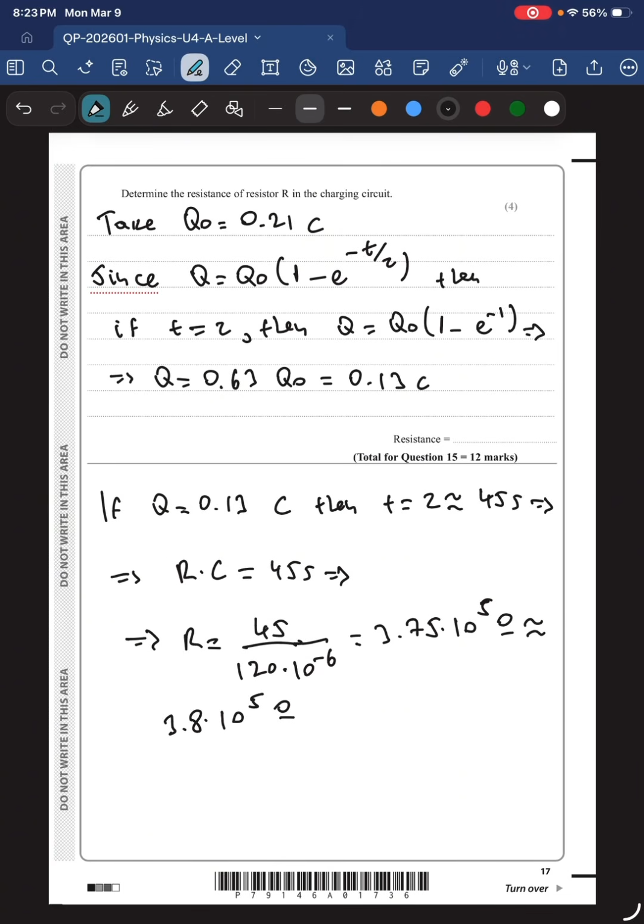And that's the answer. And there is a range in the mark scheme. I mean, I think there must be a range. Let me see. 3.8 to 4.6 times 10 to the 5 ohms. I mean, if you don't find this and you find 4 times 10 to the 5, it's good enough, okay?